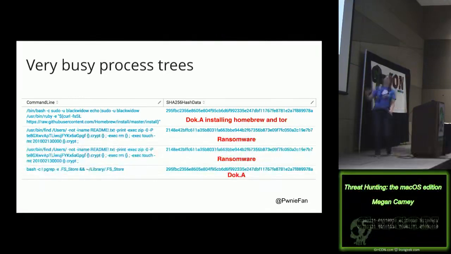I should clarify, what you're seeing here on the command line is the parent process, sort of. It's like the overall process that kicked off all the child processes. So it's not a full list of everything. And especially with that ransomware, you see that's a find command somewhere in there to list all the files that it's going to encrypt.